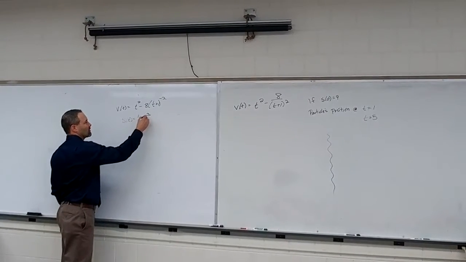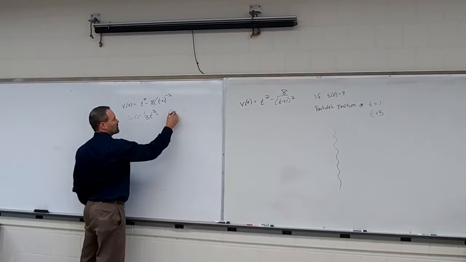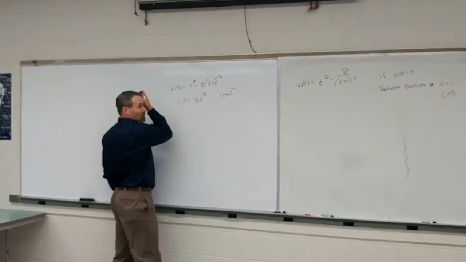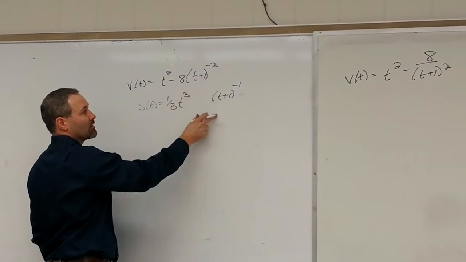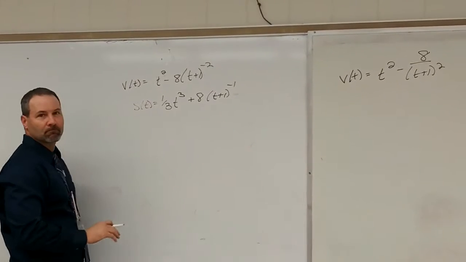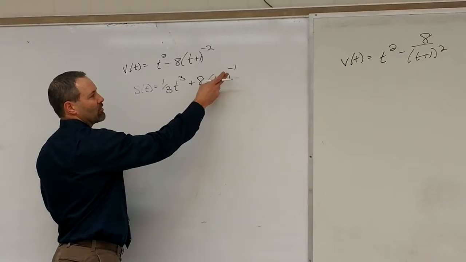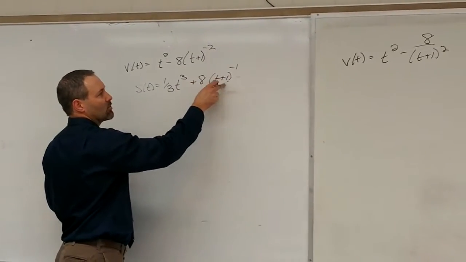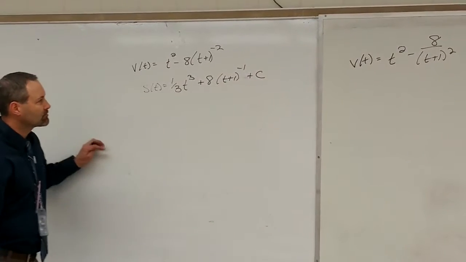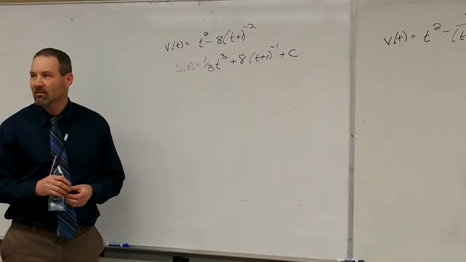Negative 2, so it's plus 16 over t plus 1 to the negative 1. No, it's only 8. We have to add 1, right? And so plus 8. Well, if we're not sure, find the derivative of that. So that's negative 8, t plus 1 to the negative 2. I was finding the derivative. So we did do it. Alright, so keep going. So that's what you were hung up on.